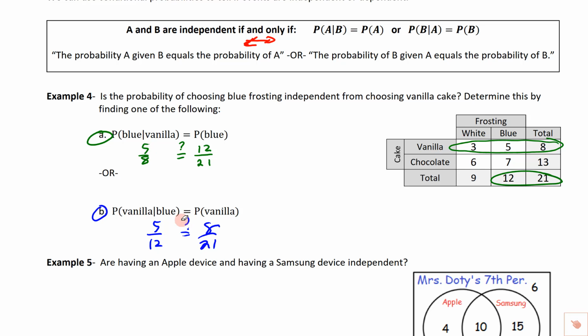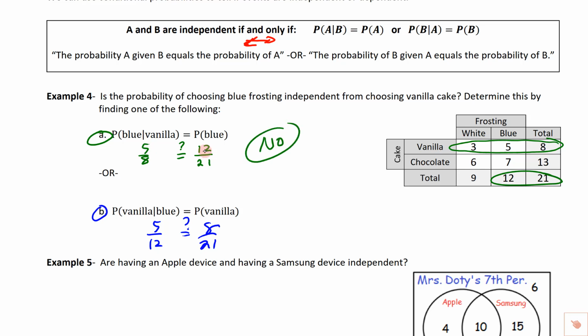We're going to do the first one. Are these equal? No, they're not equal. So the answer on this is no, but let's make sure we understand why they end up the way they do.